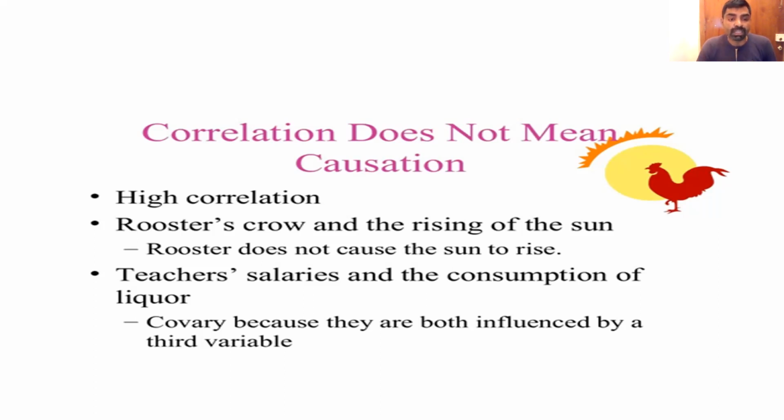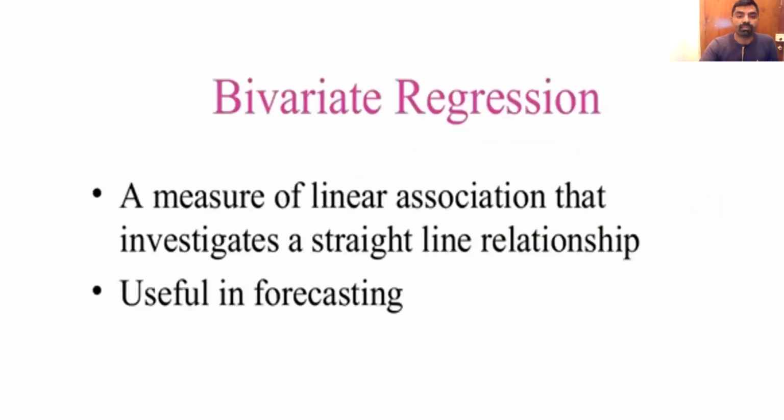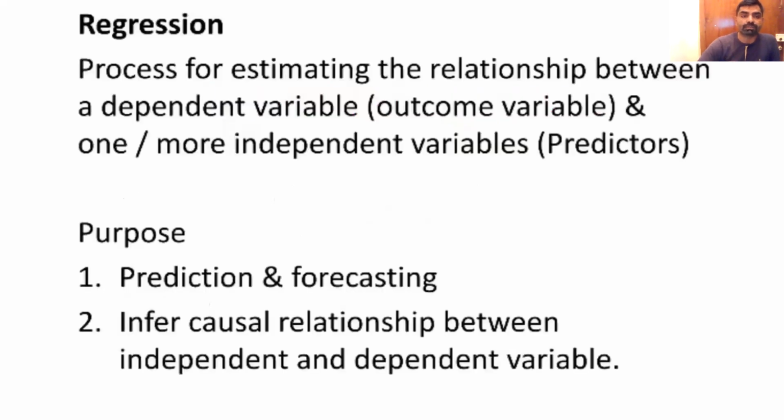Then the third example is teacher salaries and the consumption of liquor, which co-vary because they are both influenced by a third variable. Bivariate regression is a measure of linear association that investigates a straight line relationship, and it is useful in forecasting. For example, marketing forecasting, sales forecasting, HR forecasting, economic forecasting. With the help of two variables, we can predict and forecast the future.